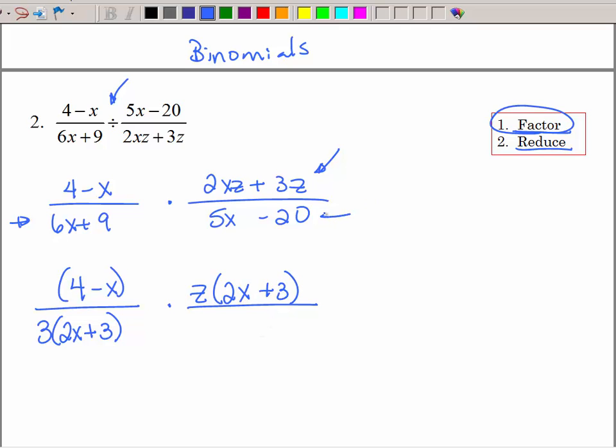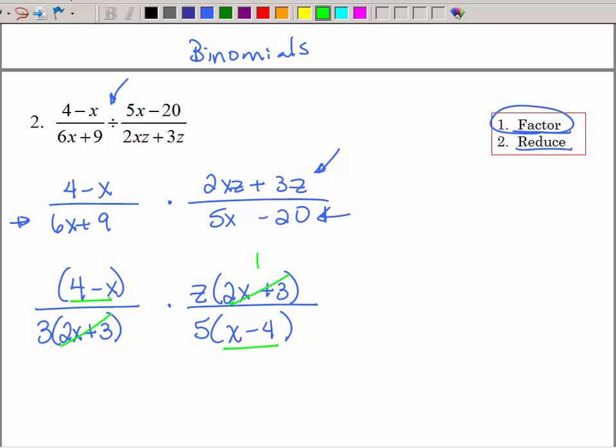And on the bottom, another GCF of 5. So now that I have factored everything possible, I can cancel or reduce common factors. So hopefully you see 2x plus 3, you go, yep, that divides out, leaves a positive 1. Do you see anything else?